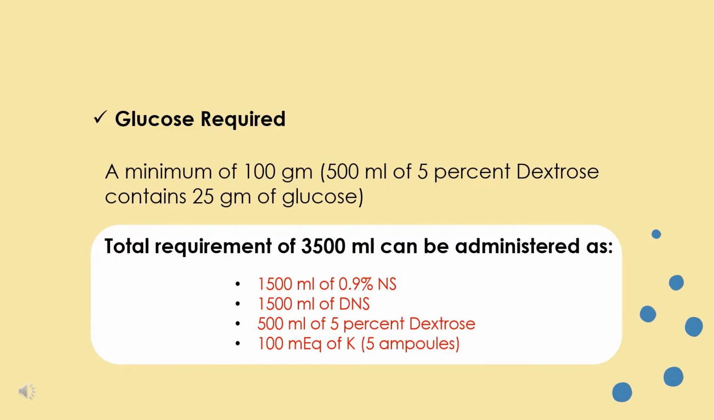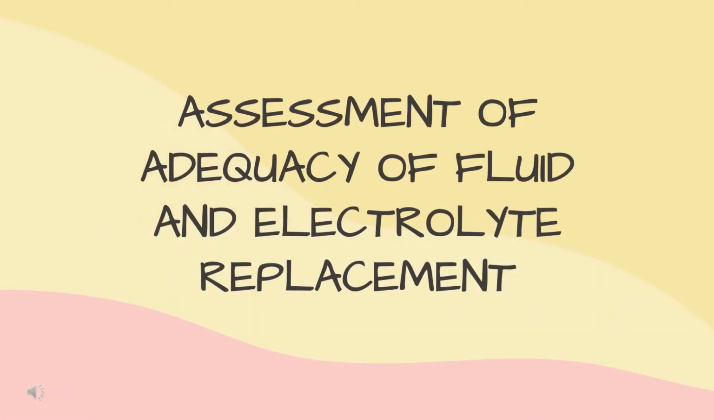Hence, this patient's total requirement of 3500 ml can be administered as the following: 1500 ml of 0.9% NS, 1500 ml of TNS, 500 ml of 5% dextrose, and 100 milliequivalents of potassium. Assessment of adequacy of fluid and electrolyte replacement.